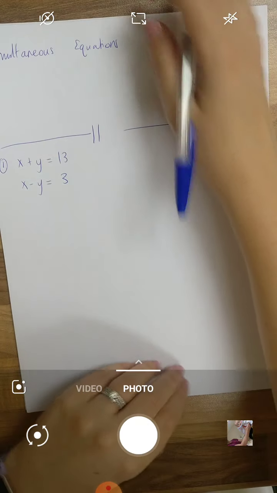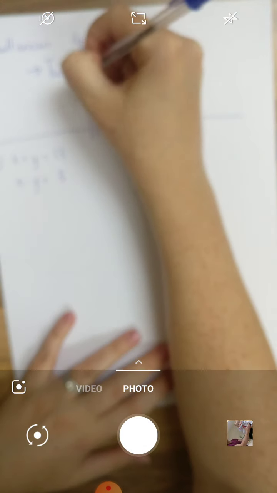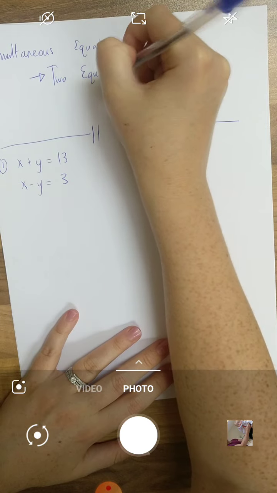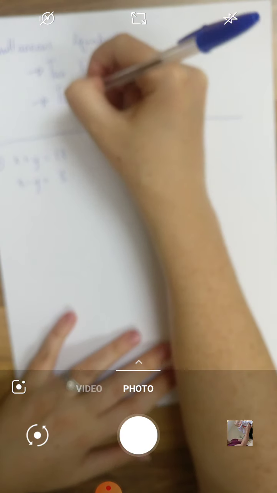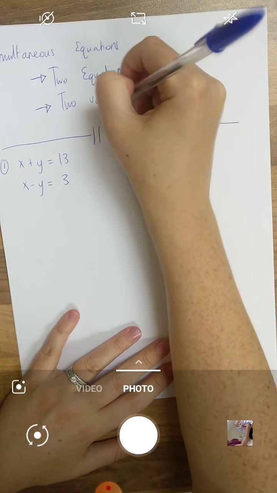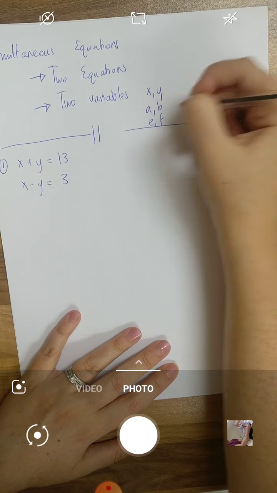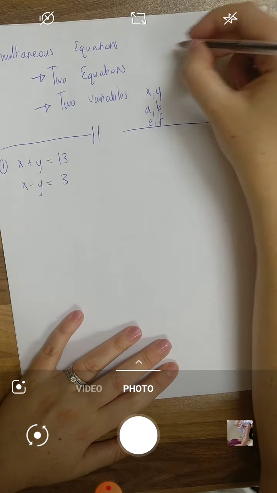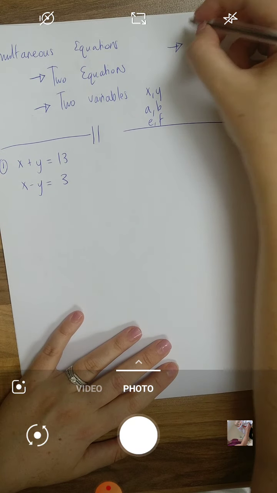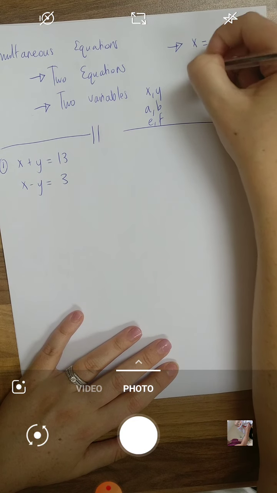Now, simultaneous equations. Okay, so this time you're going to be given 2 equations, and there's going to be 2 variables this time. Okay, so it could be x and y, it could be a and b, it could be e and f. So it's any 2 variables. But the idea is you need to now solve both variables.